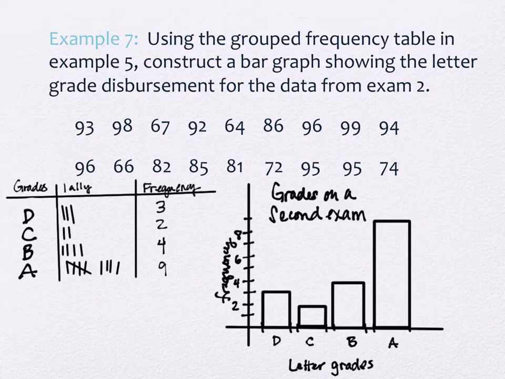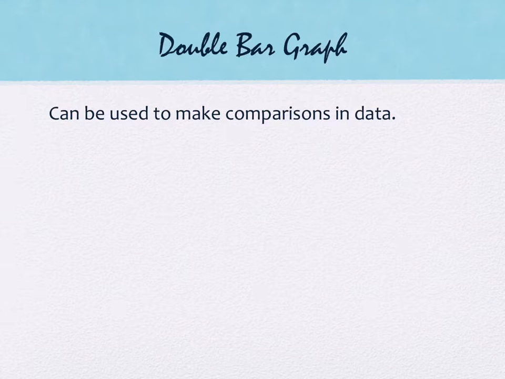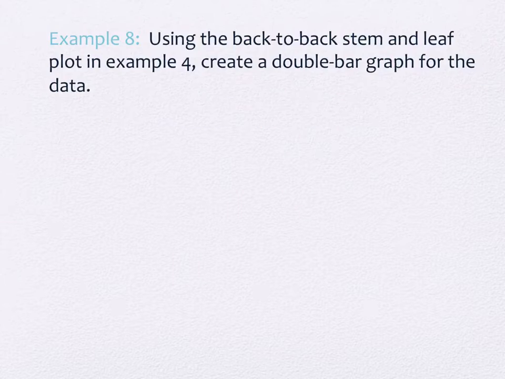Any questions? Okay, do you remember when we did the back-to-back stem and leaf plot last time so that we could make a comparison? Well, the next set of description is much like that. This is called a double bar graph, and it's also used to make comparisons in data. We're going to have some bars representing one type of data juxtaposed right next to other bars representing a different type of data. We're going to use our back-to-back stem and leaf plot so that you can see how you would create that kind of graph.